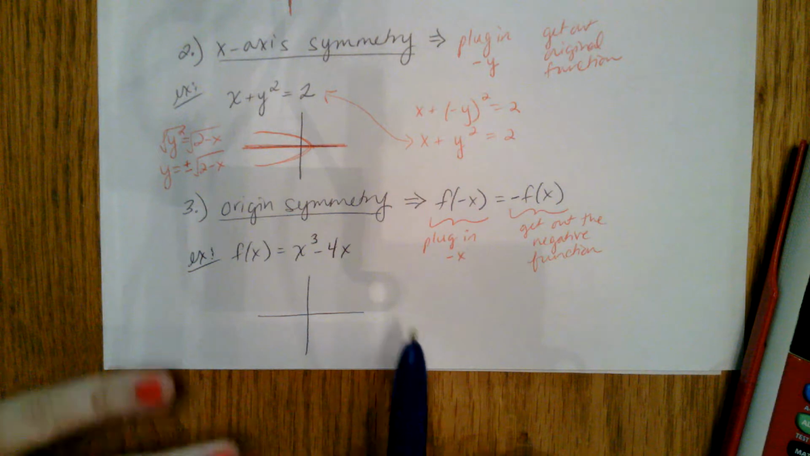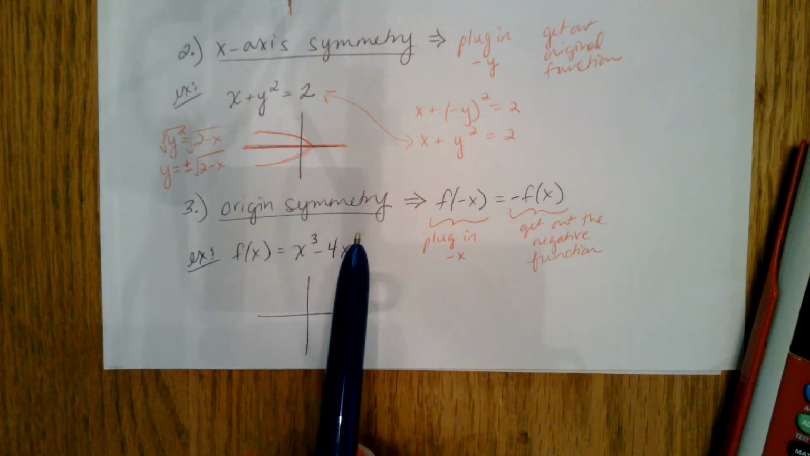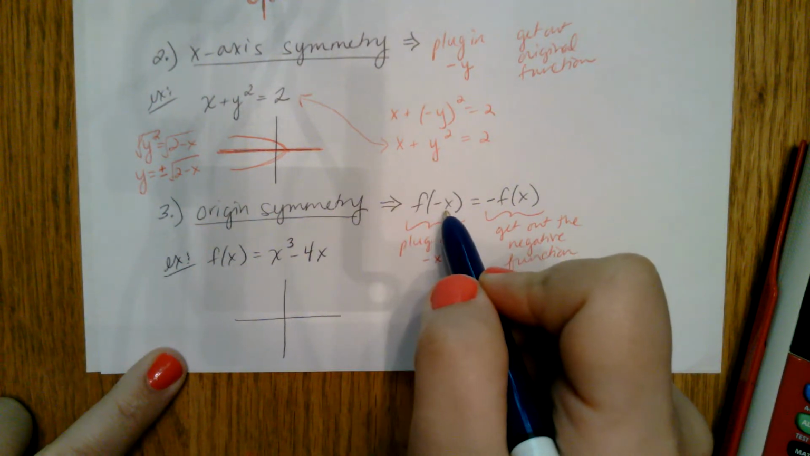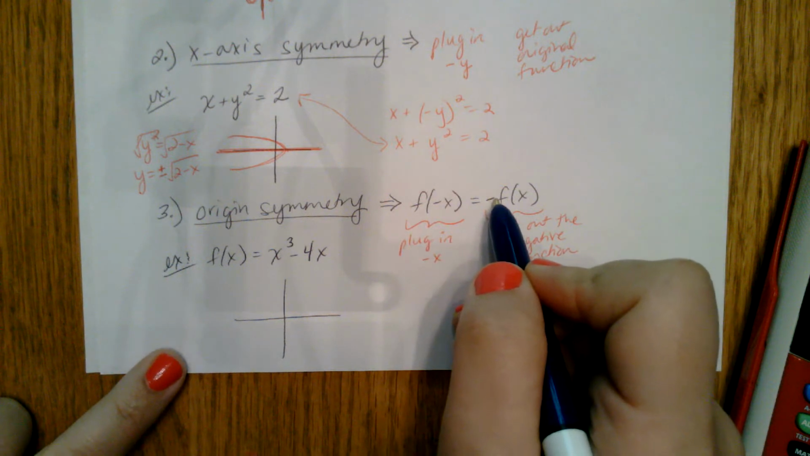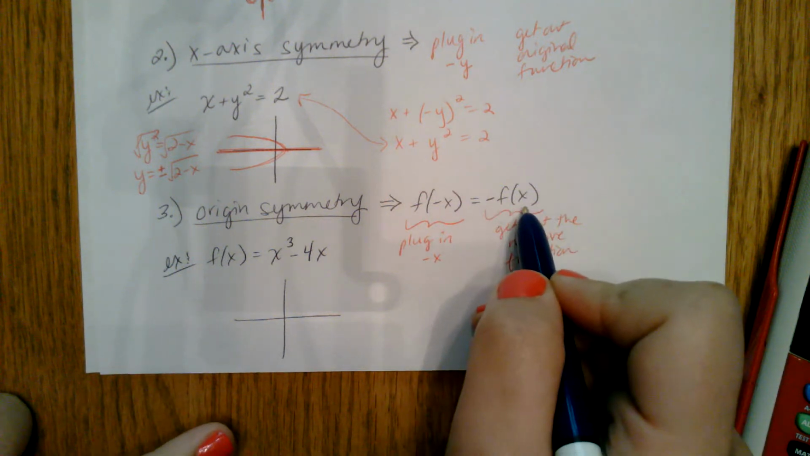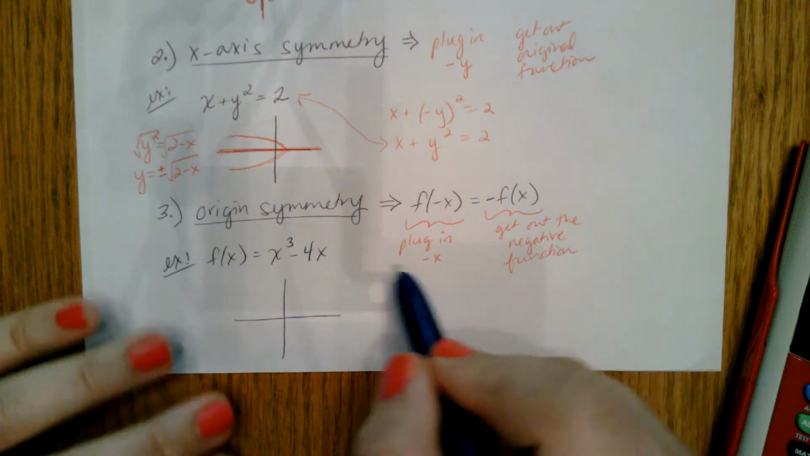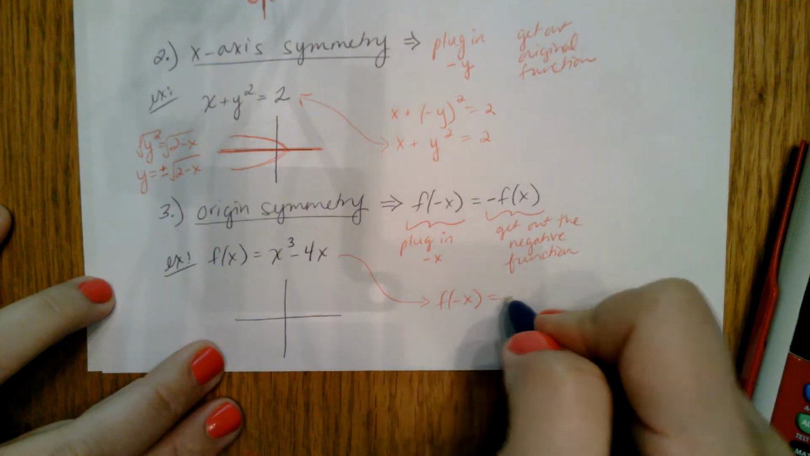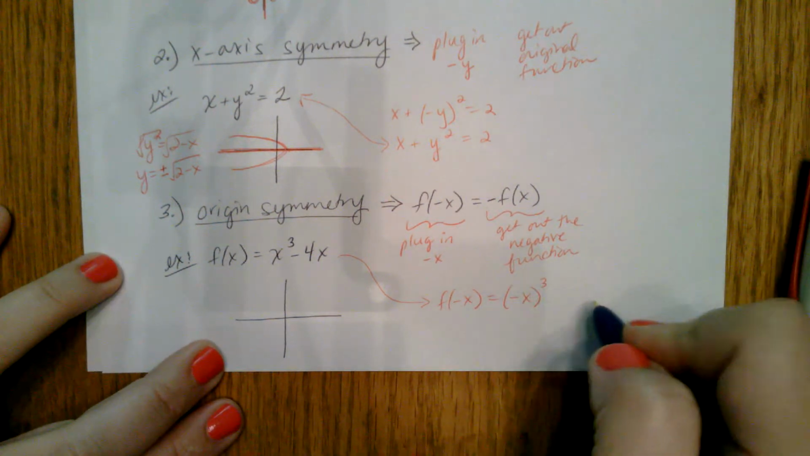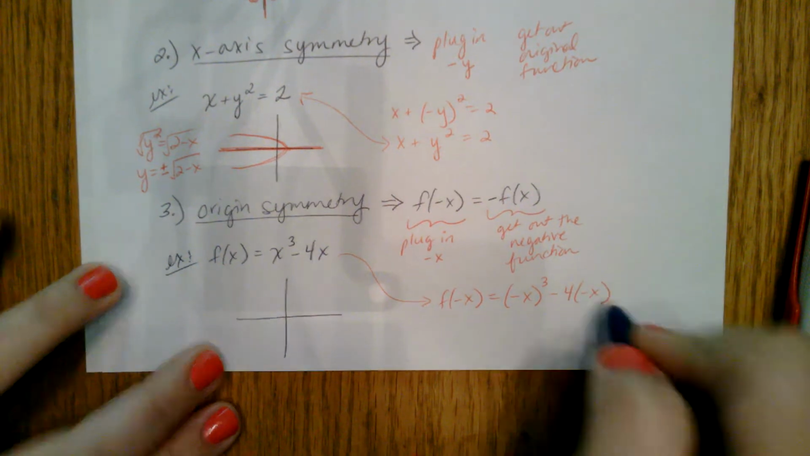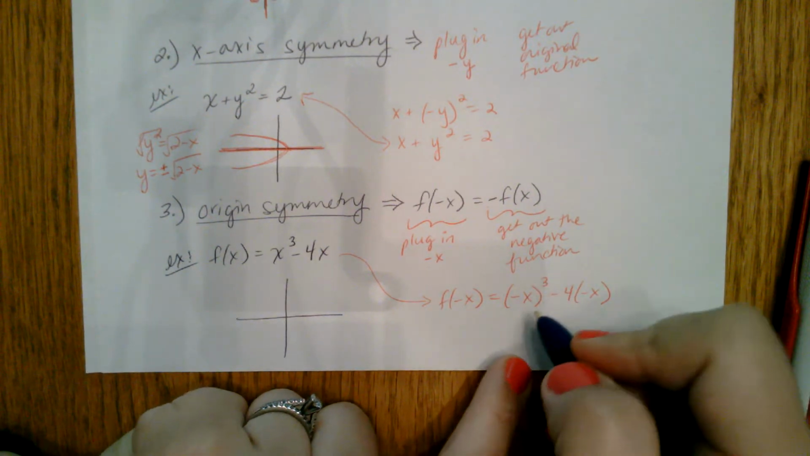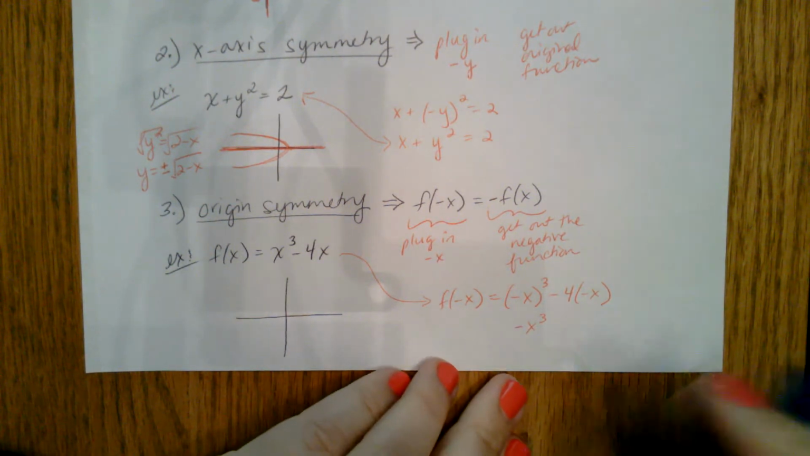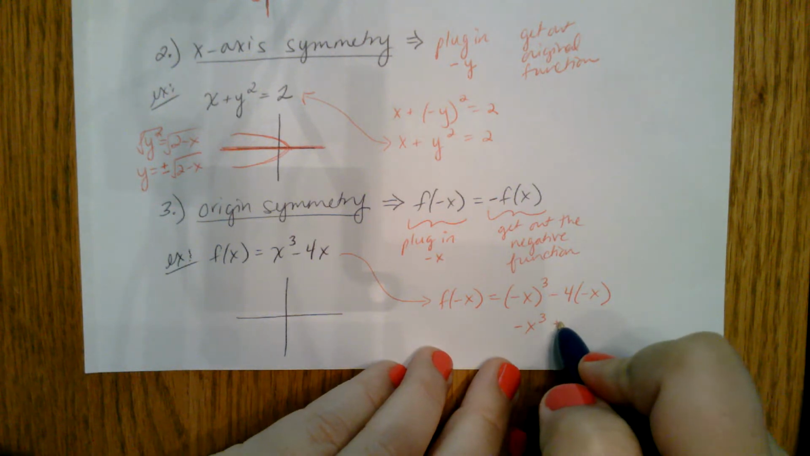Okay, and last symmetry is what's called origin symmetry. And what this one is, if you plug in a negative x into the function, you would get out the opposite sign of the function, or the negative of the function. So again, let me show you that over here by hand. So if I plug in negative x, I get negative x cubed minus 4 times negative x. Well, negative x cubed is still negative. A negative times a negative times a negative is still negative. Minus 4 times negative x actually becomes plus 4x.